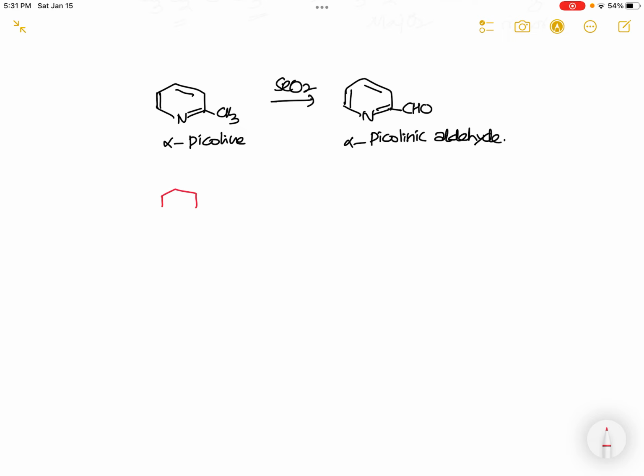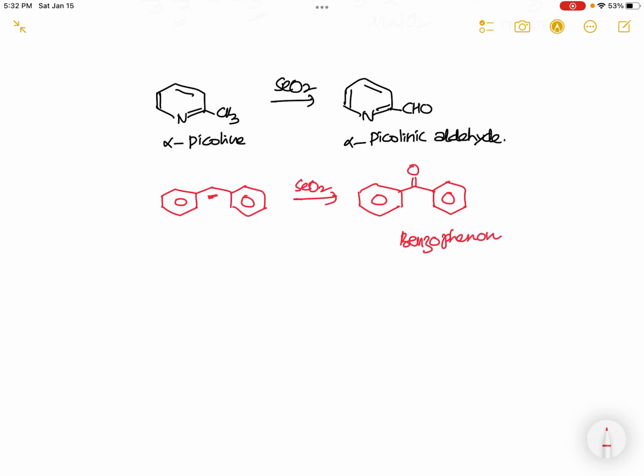If you are having two phenyl groups, this is the part which is to be oxidized. Benzophenone is found. It is diphenyl methane. Diphenyl methane is oxidized to benzophenone.